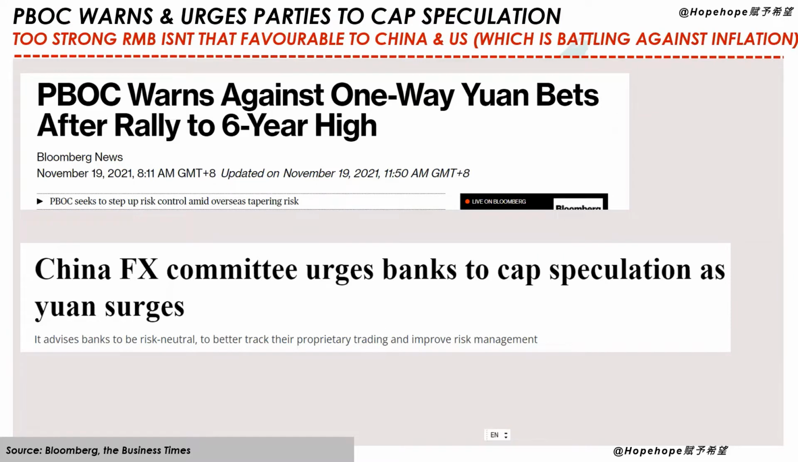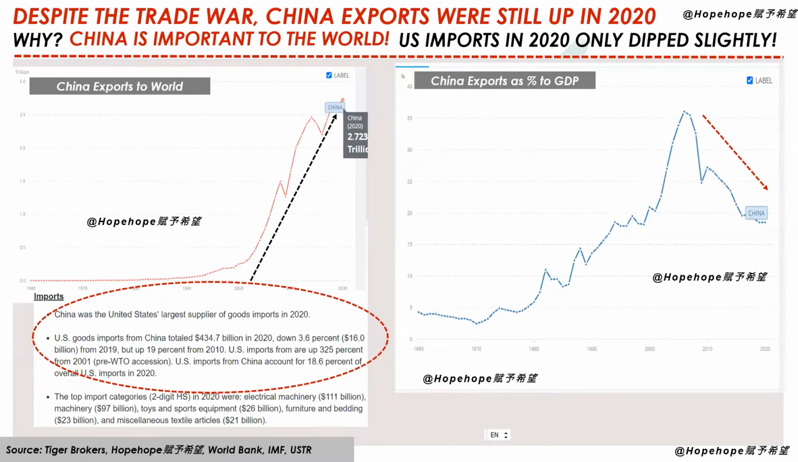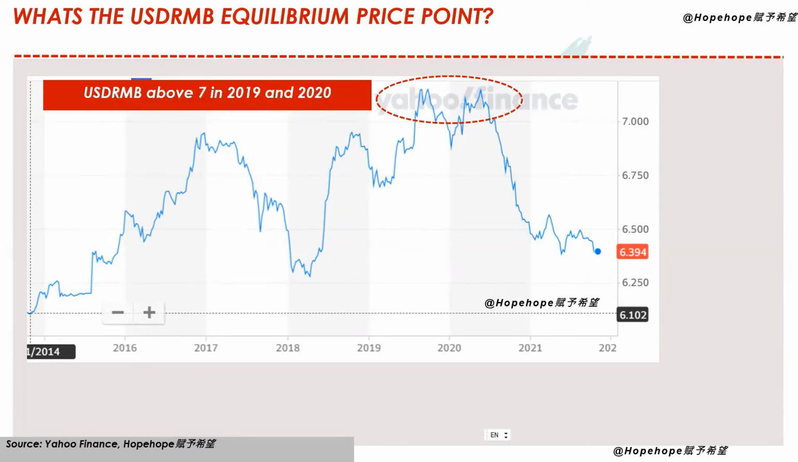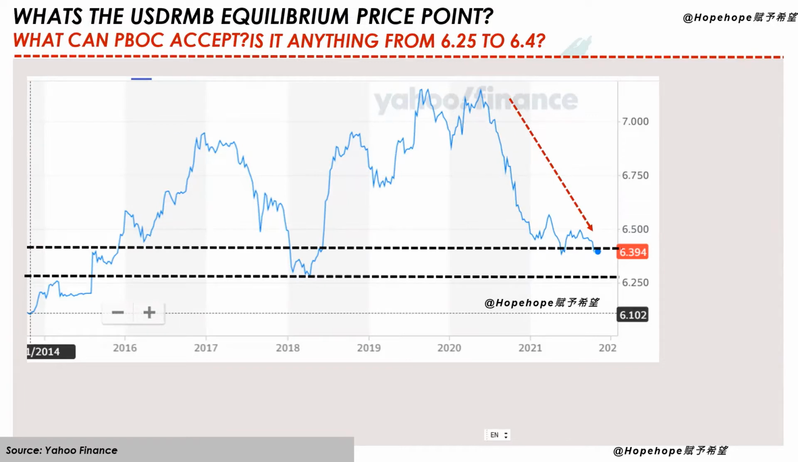Too strong a Renminbi isn't that favorable to China and the US. Despite the trade war back in 2018-19, China exports were still up in 2020. Why? China is important to the world. What's the USD Renminbi equilibrium price point? USD Renminbi was above 7 in 2019 and 2020. What can PBOC accept? Is it anything from 6.25 to 6.4?